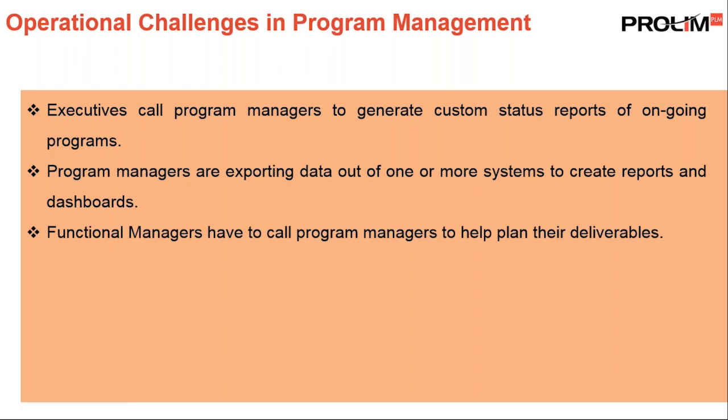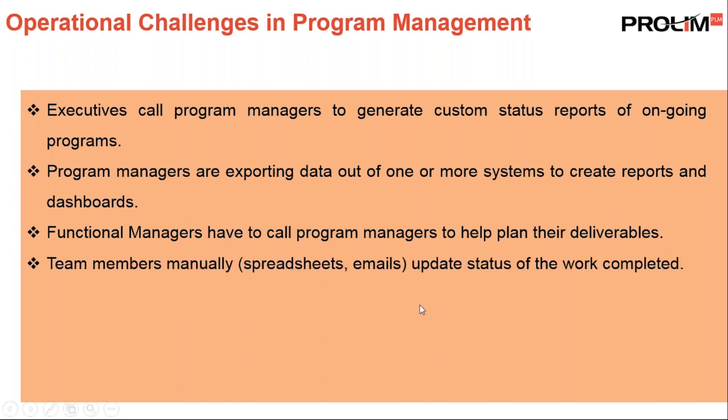Again, functional managers will not have clarity what they need to do, what are their deliverables. They would be always contacting program manager, and a lot of time is invested from the program manager side just to make it clear to the project functional manager what are their deliverables and what are the deadlines, what are the requirements for those deliverables. And the status of the work completed is generally updated manually using a spreadsheet or emails or through phone calls, and then one dedicated resource would be updating all those statuses.